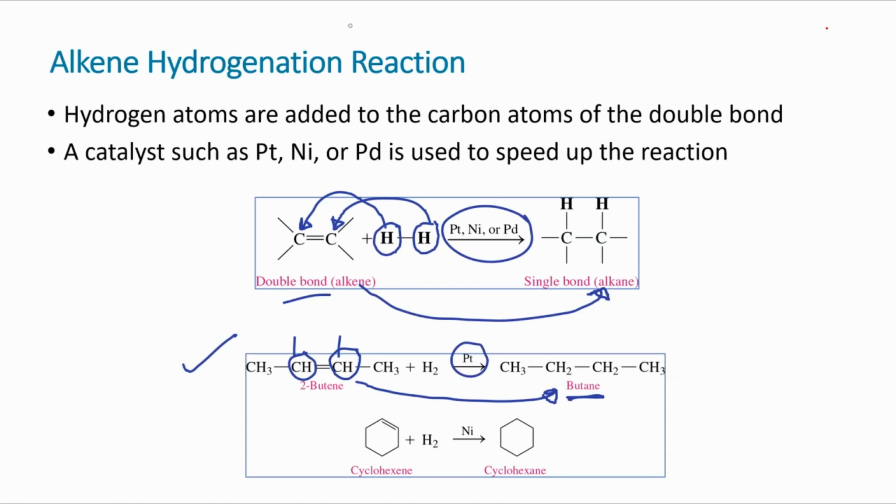Now let's take another example. What is the product of the hydrogenation reaction of cyclohexene? Now it's very simple. You just have to add two hydrogen atoms. As a result, as you see here, cyclohexene converts into cyclohexane with no double bonds. It only contains CH2s once two hydrogen atoms are added. And you can see here the nickel is the catalyst. So the catalyst can be either platinum, nickel, or palladium.